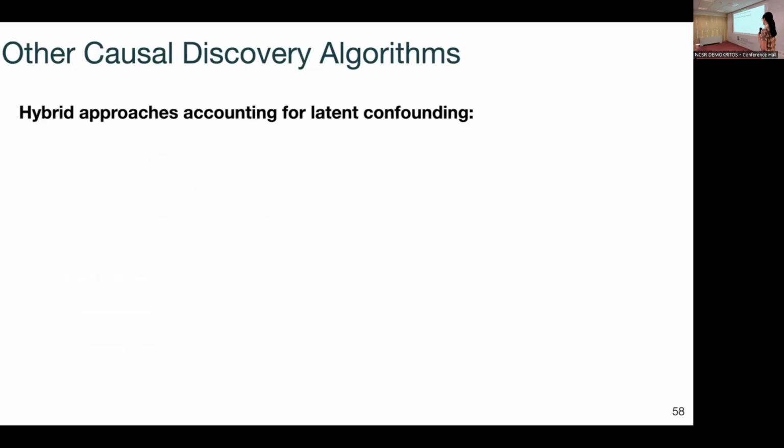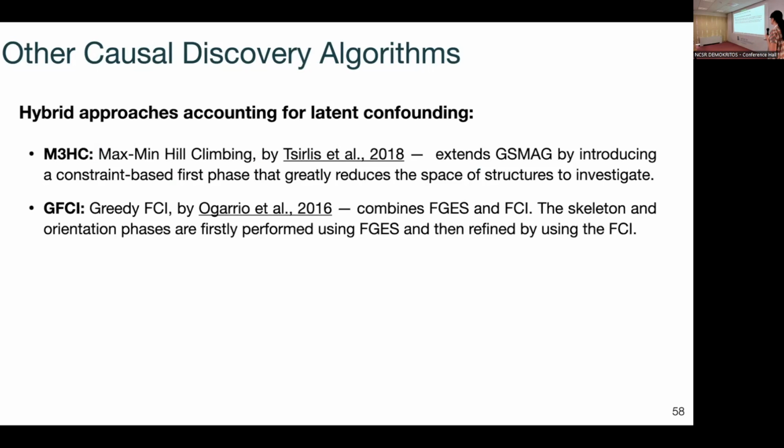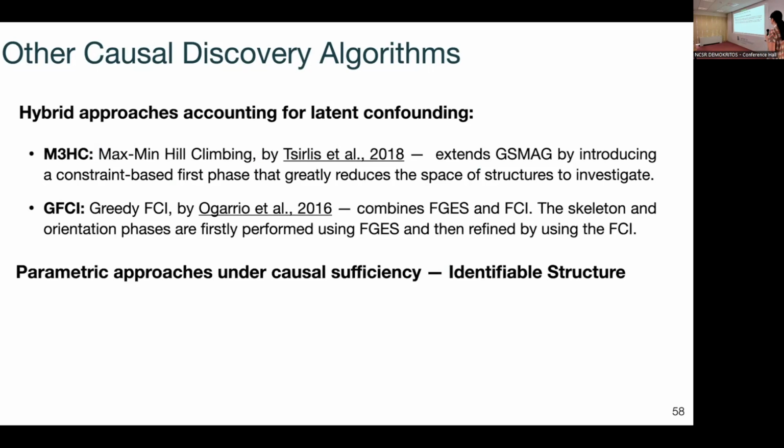I cannot forget about the hybrid approach, a classical approach that just combines score and constraint strategies. It's not that old, 2018, but it extends GSMAG, one of these score-based algorithms, by using constraint-based phases to reduce the space of structures. The GFCI was also very popular in the past because it combines the FCI with the FGES.